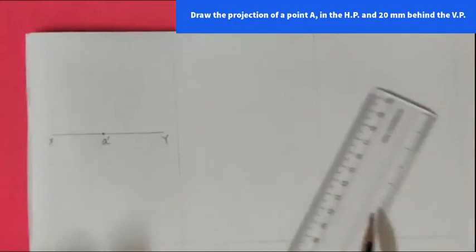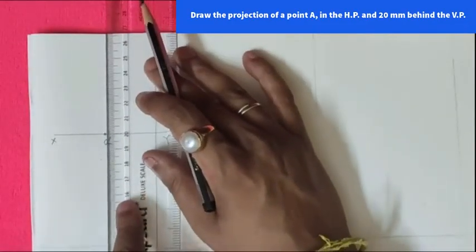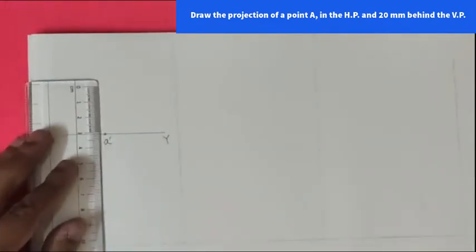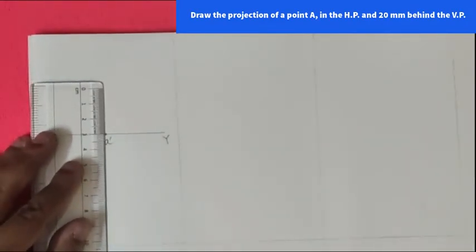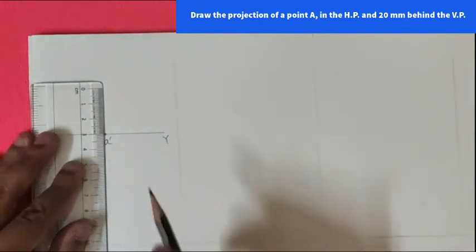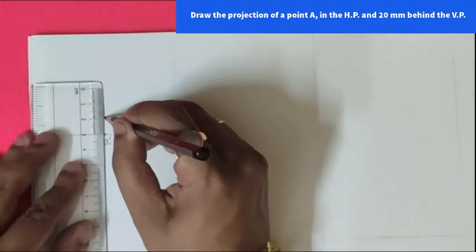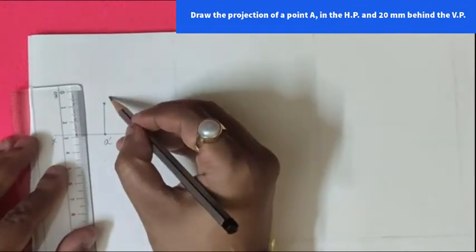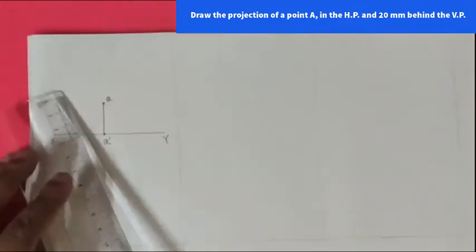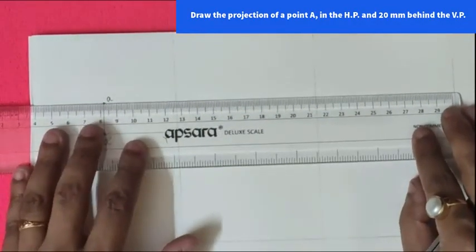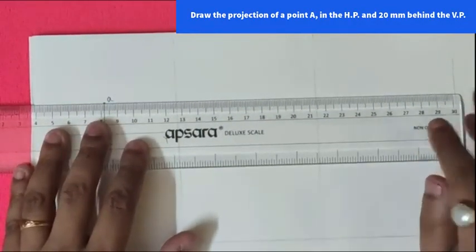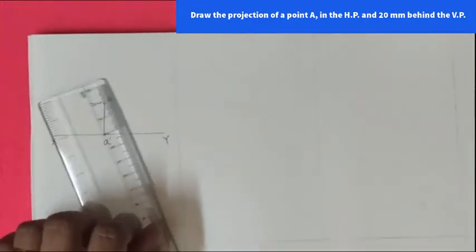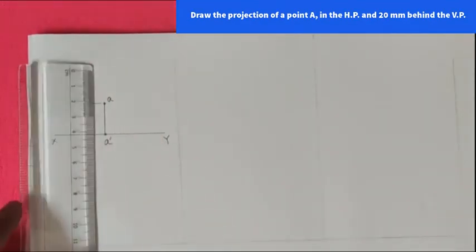So next we mark the 20 mm. So this will be our point A. This is our top view. Now what we have to do is the dimensioning. If you haven't watched the dimensioning videos, please watch them.